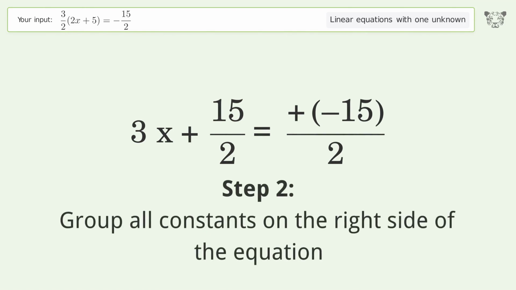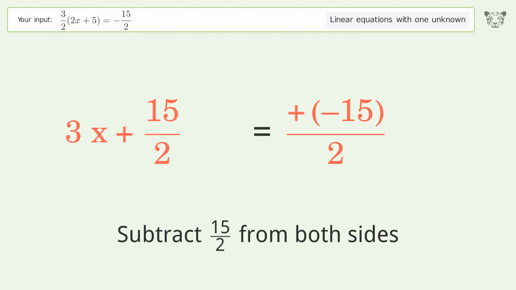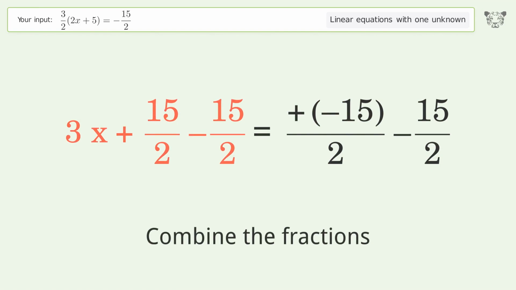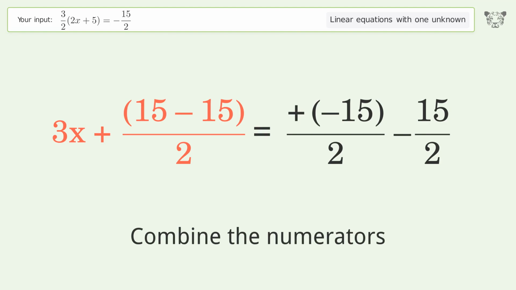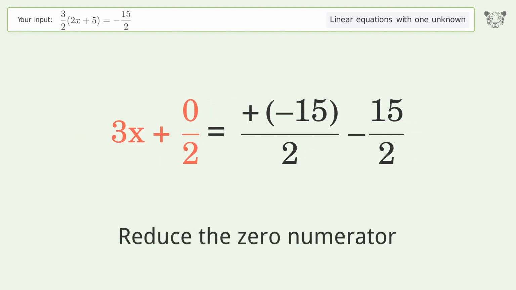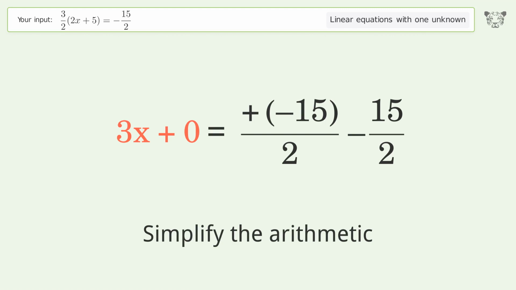Group all constants on the right side of the equation. Subtract 15/2 from both sides. Combine the fractions. Combine the numerators. Reduce the zero numerator. Simplify the arithmetic.